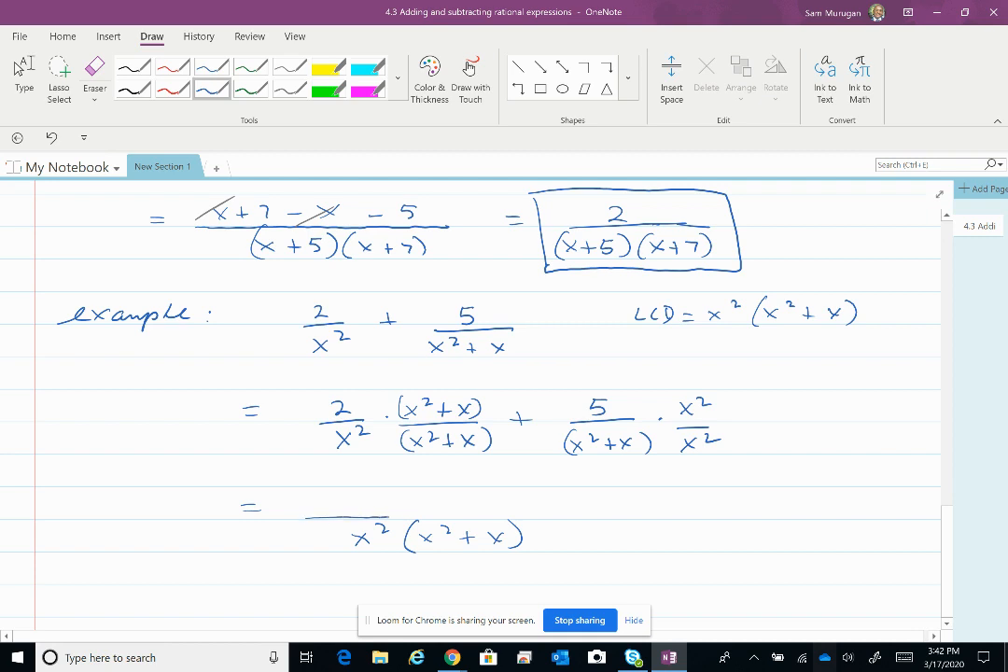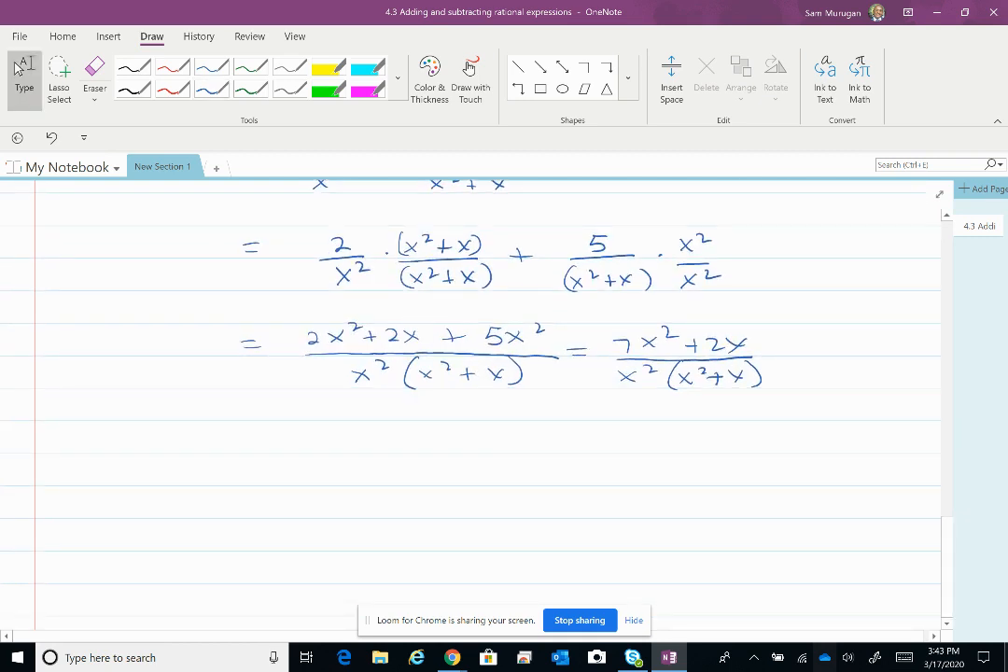So we go ahead and add our numerator. We distribute 2 times x squared is 2x squared. 2 times x is 2x plus 5 times x squared is 5x squared. And collecting like terms here, we've got 5x squared plus 2x squared is 7x squared plus 2x over x squared into x squared plus x.